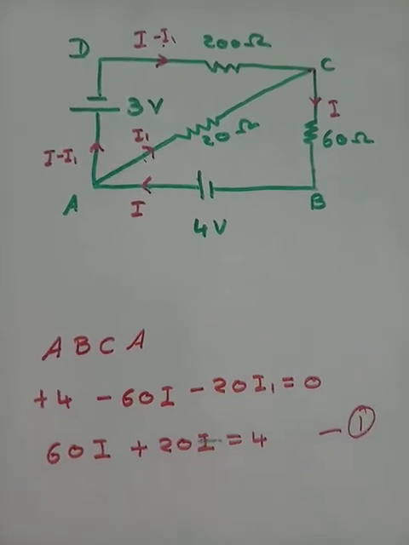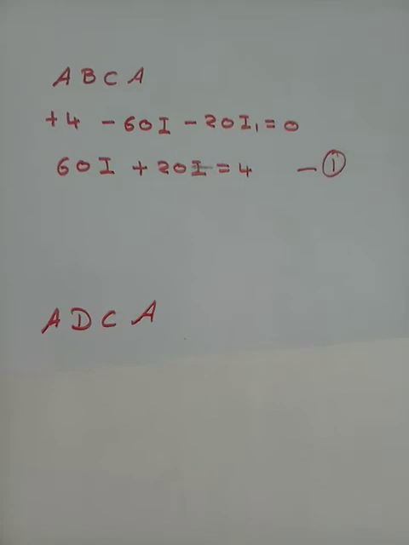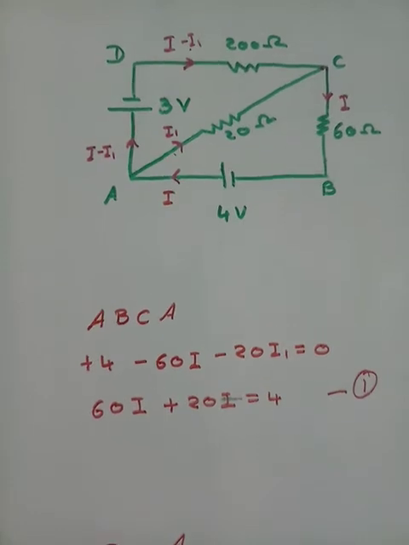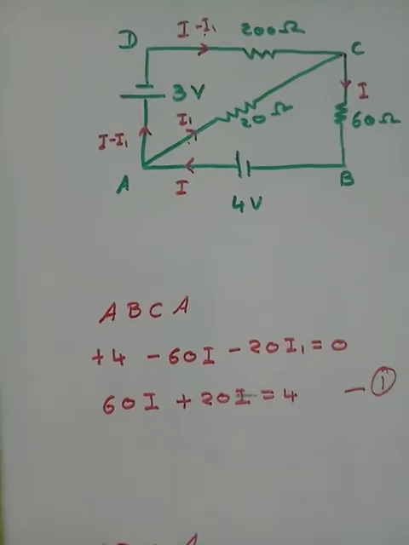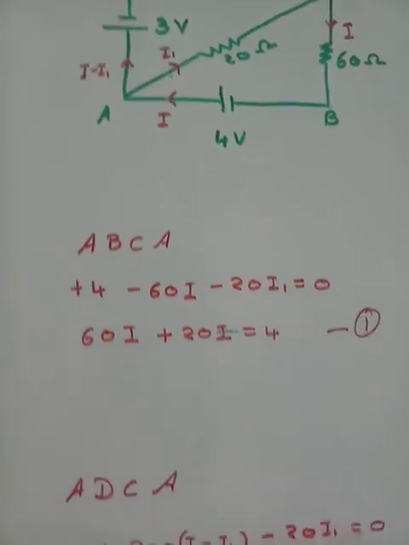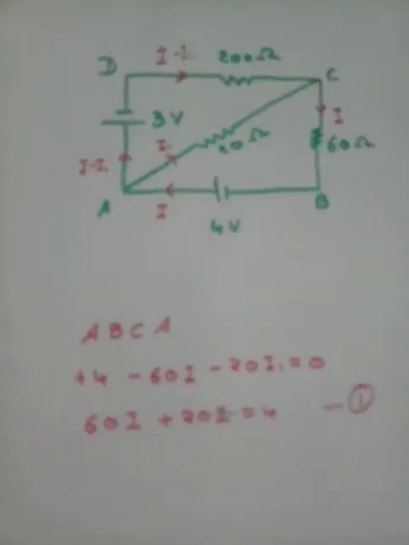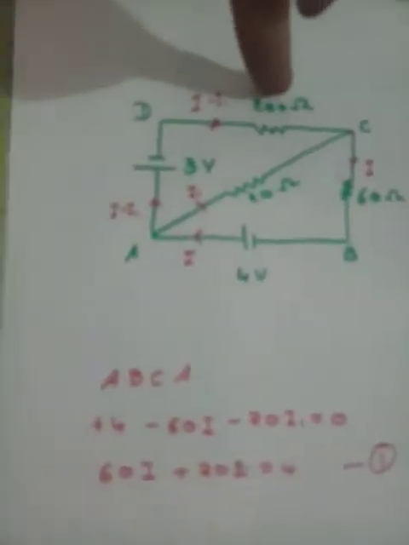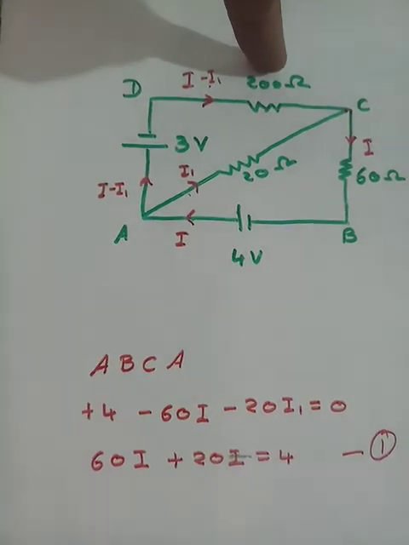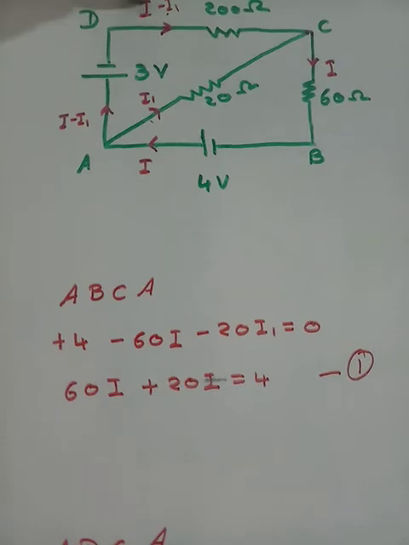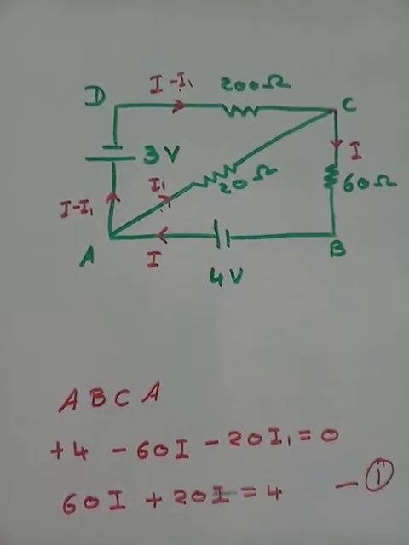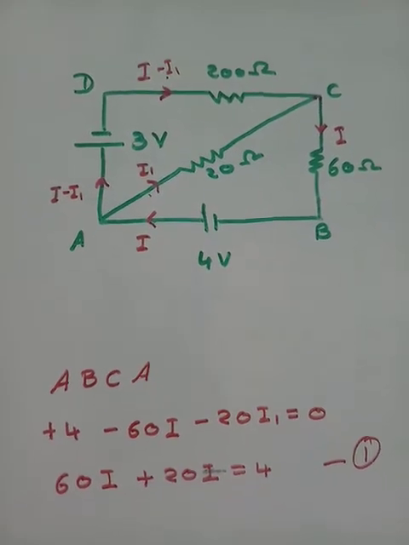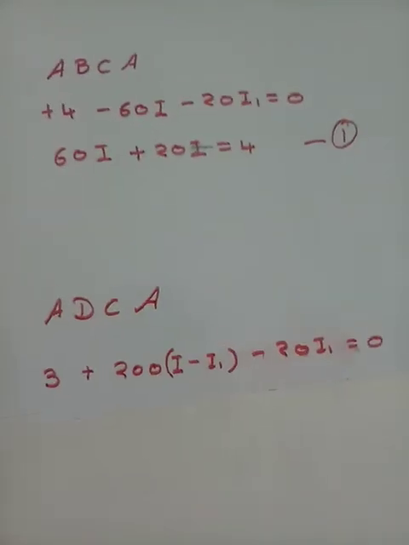And again I have to apply Kirchhoff's laws. So this is how I apply it. The first term is plus 3. I am going from A to D and I am touching the positive terminal of this battery, so I will take it as plus 3. Now because I am moving in the direction of current, this potential has to be taken as positive. What is the potential across this? The resistance is 200 and the current is I minus I1. So the potential is 200 into I minus I1. This is the second term.